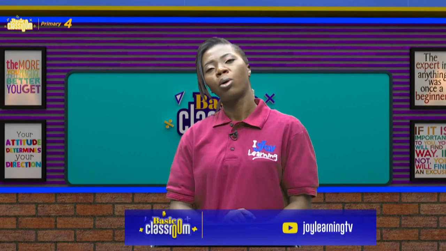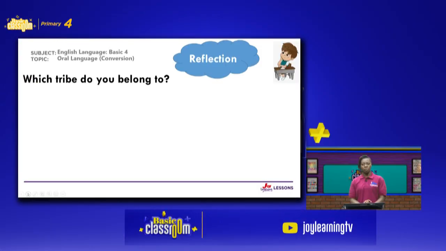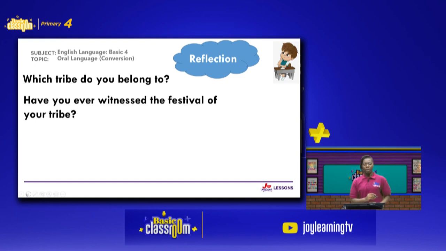Now, I would want to ask this. Which tribe at all do you belong to? Don't worry. You write it down. We'll talk about it another time. Which tribe do you belong to? We have talked about a particular tribe. I want to find out which tribe you also belong to. Now, your tribe. Have you ever witnessed the festival your tribe celebrates?